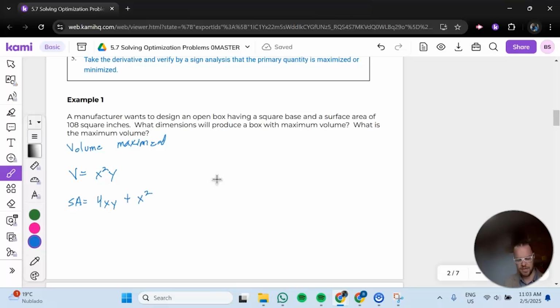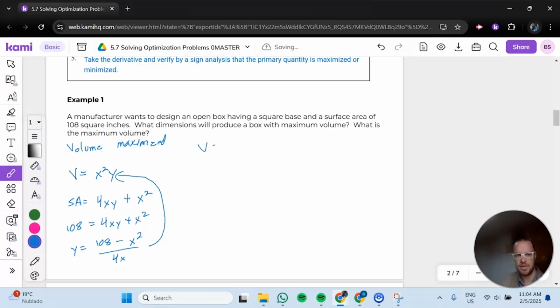There's no top. Then we're going to take this and solve it for y, which is a little bit awkward, but that's what we're going to do because we don't want to change our surface area. So we know that 108 equals 4xy plus x squared. I'm going to do this all at once, so hopefully you can keep up. Basically, y is 108 minus x squared, all divided by 4x. Why? Because I want to plug it into there.